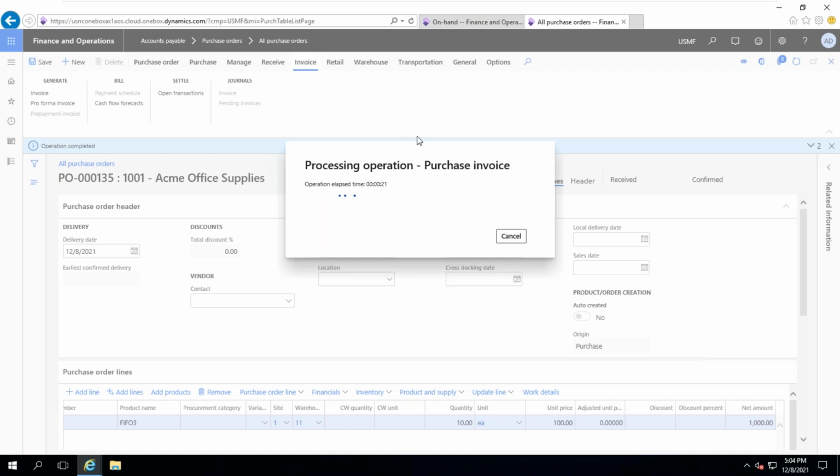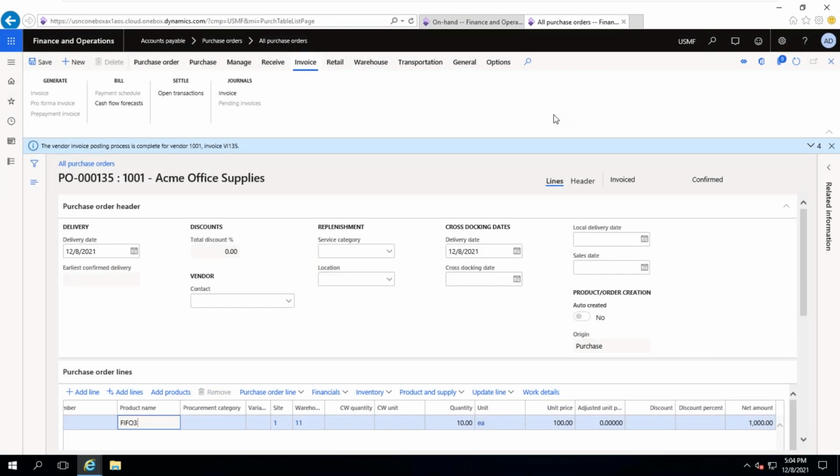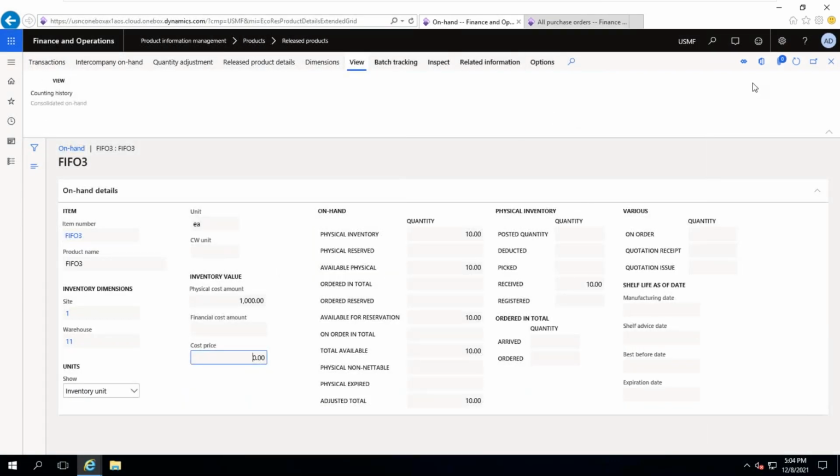Okay, now the invoice is updated. Let it finish. Once it is updated, if you go to the on-hand inventory and refresh, this physical amount will disappear and the financial cost amount will be updated and the cost price will be updated. Look at this one. Because the product receipt became invoiced, the physical cost amount is removed and the financial cost amount is updated.